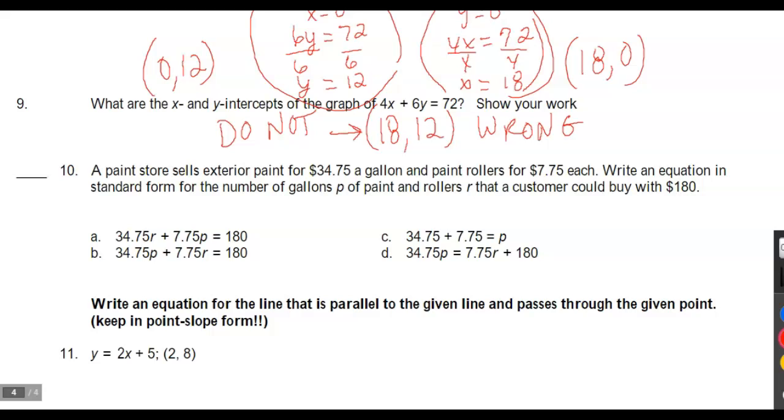This one here, write an equation in standard form for the number of gallons of paint and rollers you could buy with $180, is a standard form question. So the only thing you have to be aware of is you notice how the P's and R's are reversed here. So it's $34.75 for the paint.